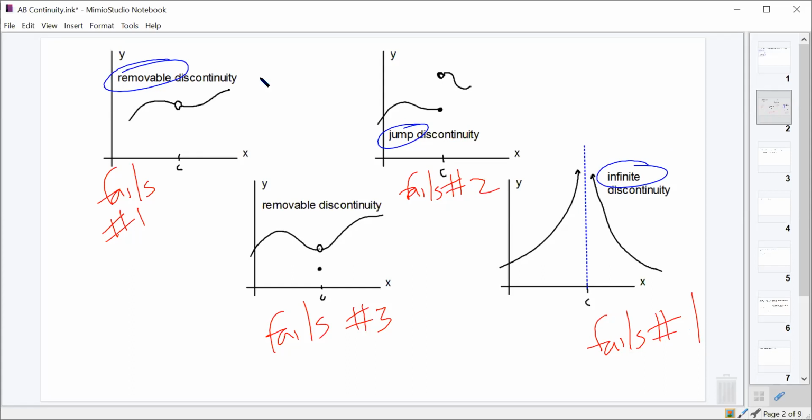How do we get the removable discontinuities? These come from 0 over 0. What about the jump discontinuities? These will normally come from a piecewise function or something. And what about the infinite discontinuities? Those show up when you have a constant divided by 0. So you should have a general idea of when those appear also. Good or no?